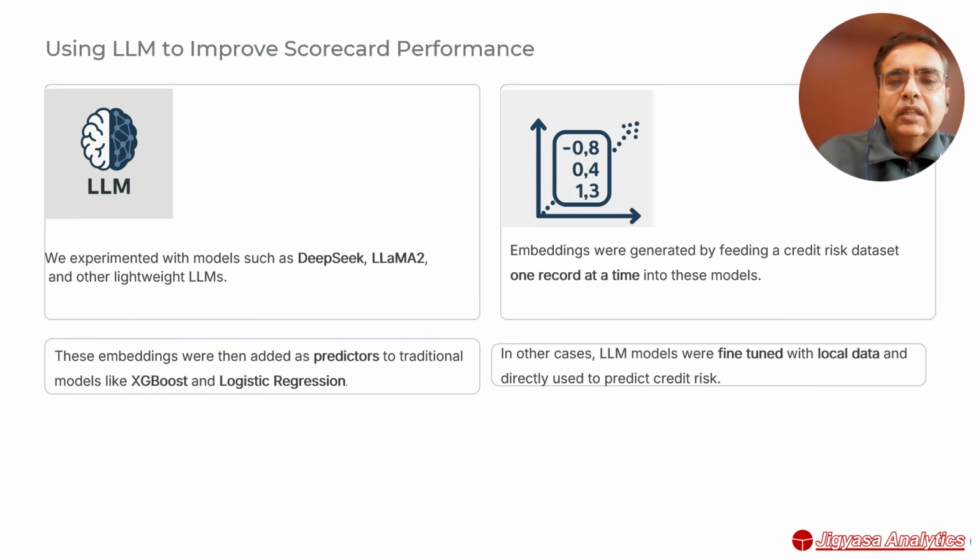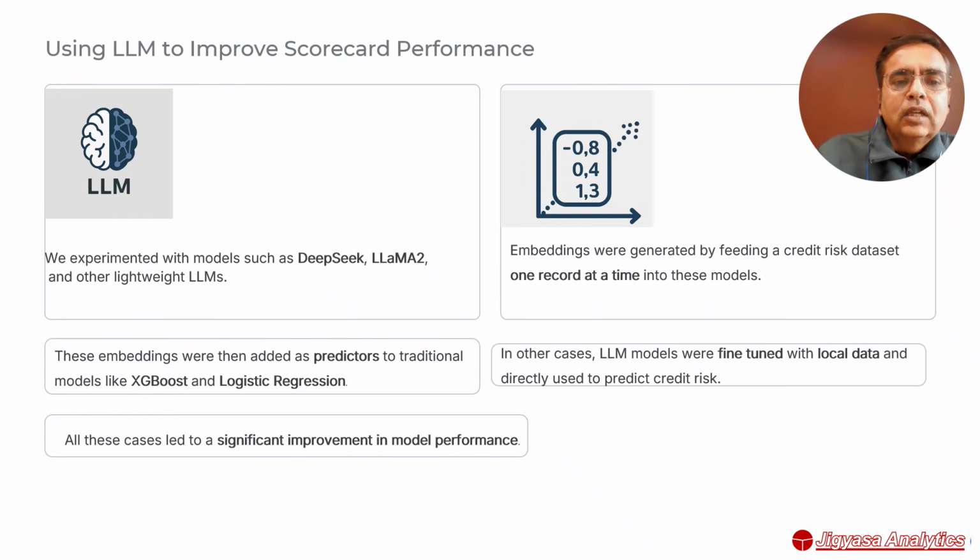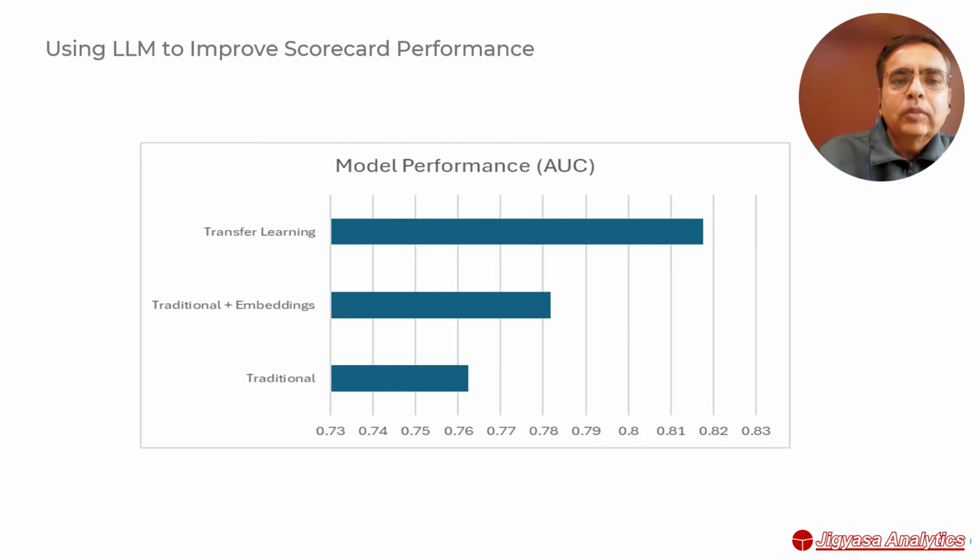And in other cases, we took large language models and actually fine-tuned the final layer of that large language model, adapted it to the local data, and used it to predict credit risk. And in all these cases, what we found is that using large language models to essentially generate predictors for credit risk leads to significant improvement in model performance.